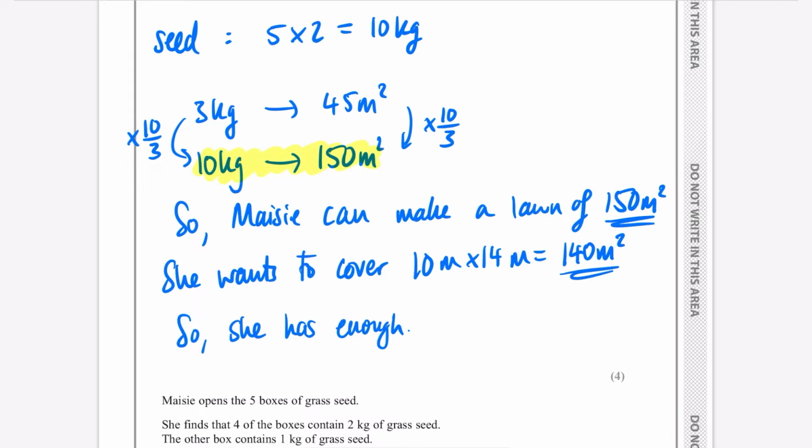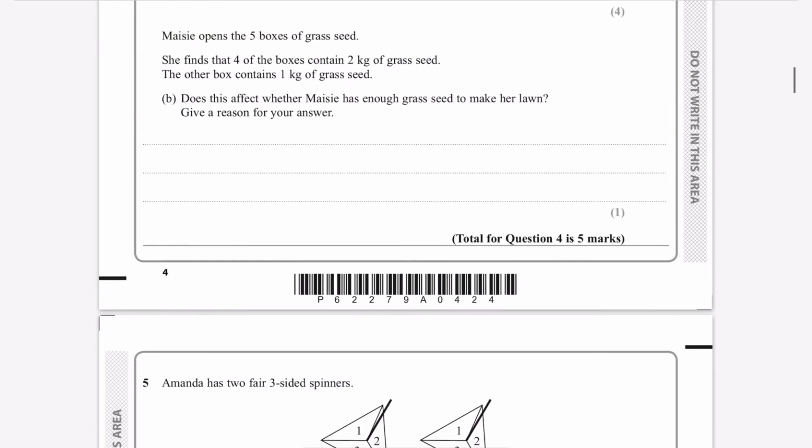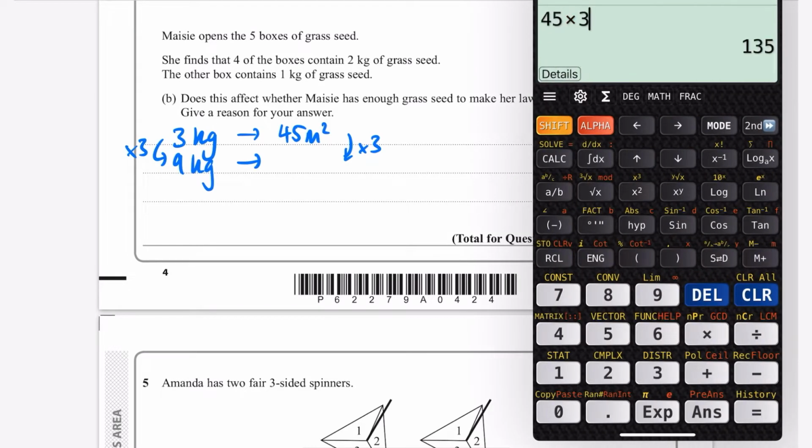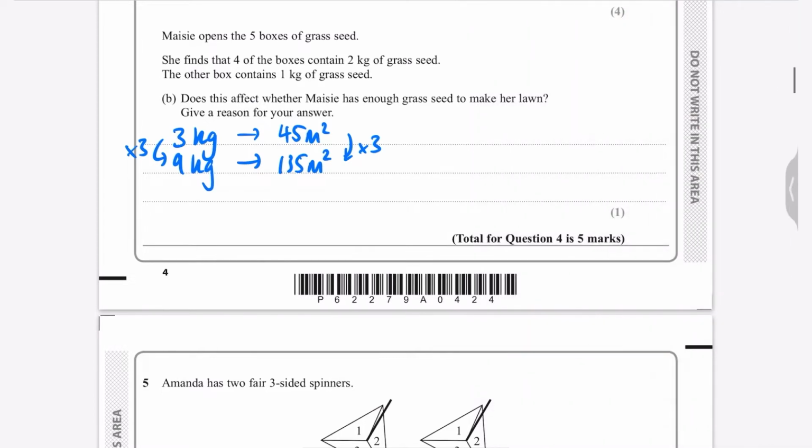how it changes. So instead of having 10 kilograms, she's got 1 kilogram less. So previously, 3 kilograms would do 45 meters squared. She's now got 9 kilograms, which is just timesing it by 3. So I'm going to times it by 3 over here. And we're now going to do 45 multiplied by 3, which is 135 meters squared. So actually, she doesn't have enough.